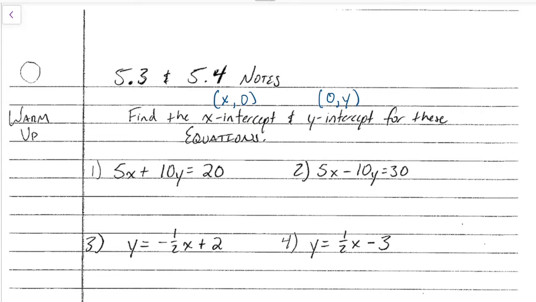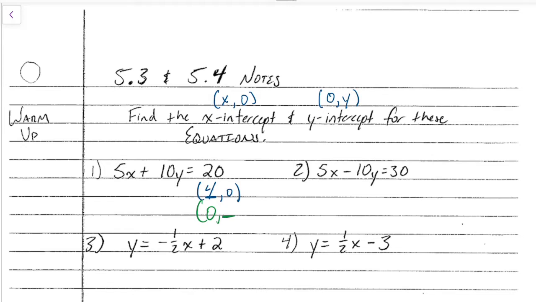All right, how'd you do? All right, first one, we'll do it in blue. The x-intercept, again, I'm going to find x when y is 0. So I plug in 0 for y. This disappears because 10 times 0 is 0. And I'm left with 5 times what is 20? That would be 4.